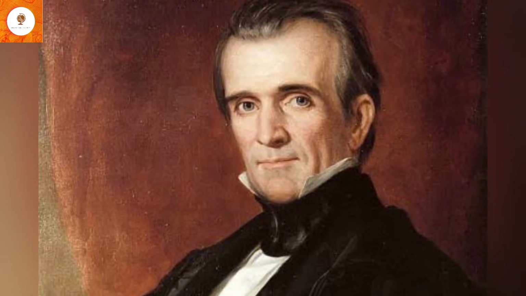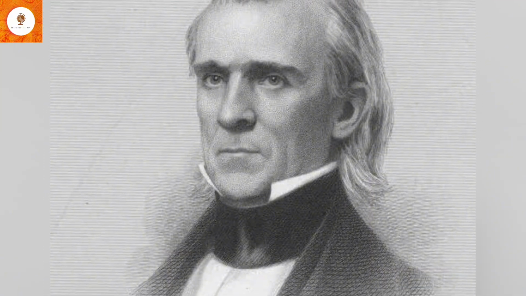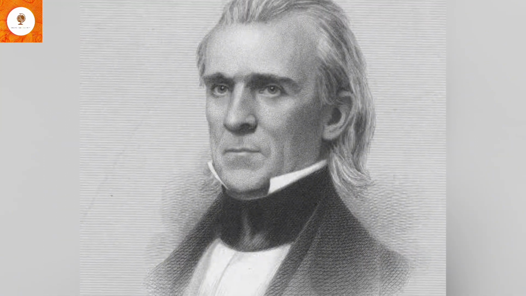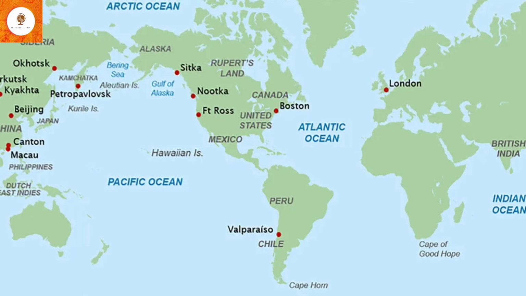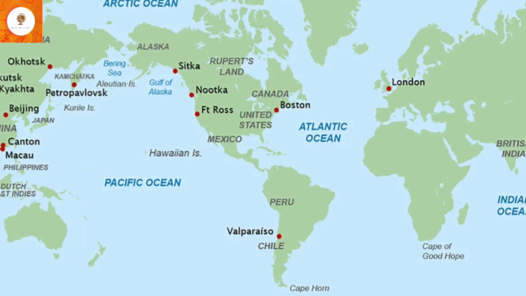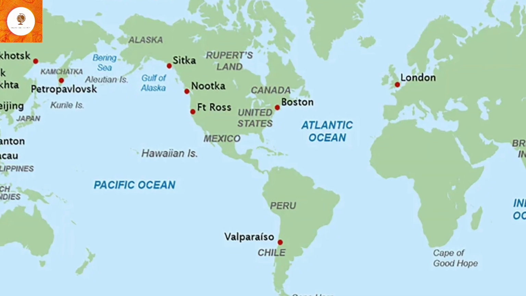12. James K. Polk, 1845 to 1849. The expansionist who fueled a war. James K. Polk is often remembered as the manifest destiny president. He had a vision: stretch America from the Atlantic to the Pacific, fulfill the dream of a continental nation. But achieving that dream came at an enormous human cost.